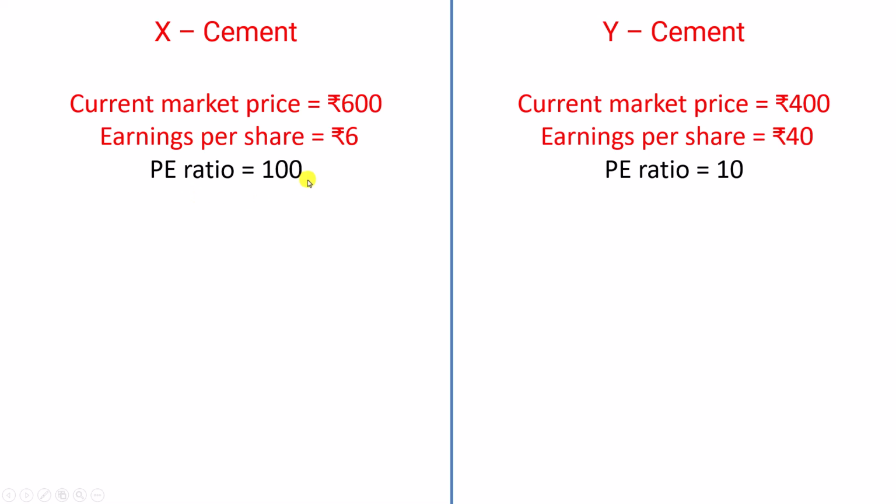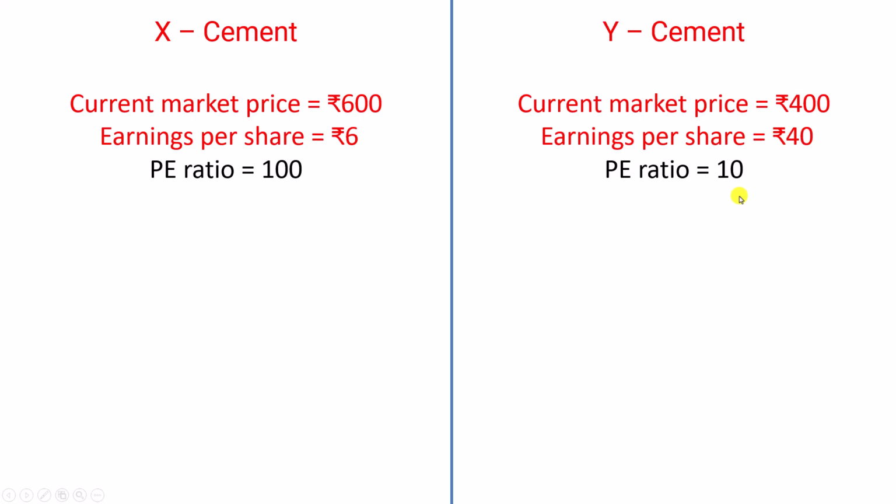To earn 1 rupees, how much rupees are you ready to spend? That is PE ratio. So PE ratio is 100, meaning people are ready to spend 100 rupees to earn 1 rupees. Here PE ratio is 10, meaning people are ready to spend 10 rupees to earn 1 rupees.